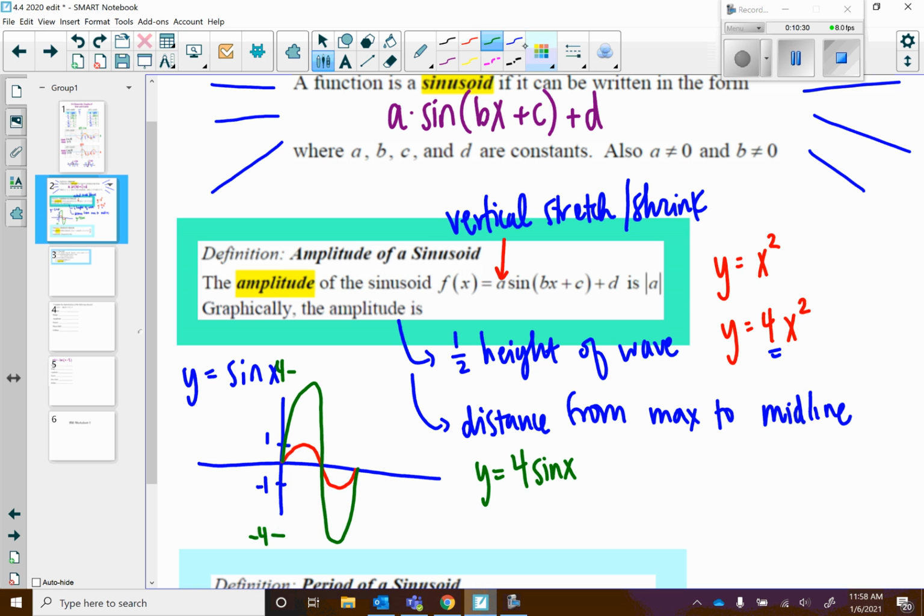So we can consider half the height of the wave. Well, notice the height goes from +4 to -4. The total height is 8. Half of that height is 4. Or we can consider the distance from the maximum, 4, to the midline. That distance is also 4. Thus, the amplitude of this graph is 4.